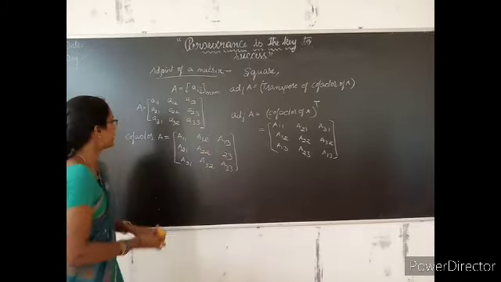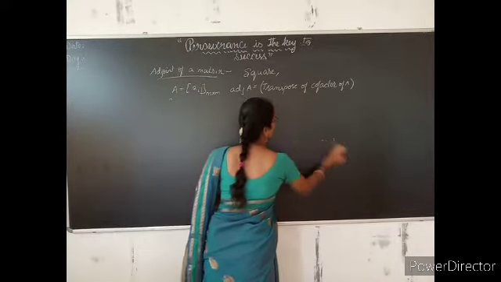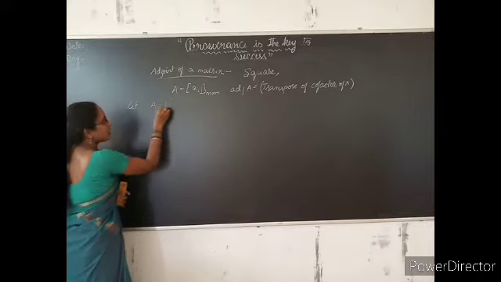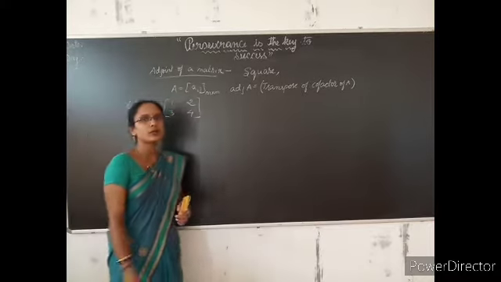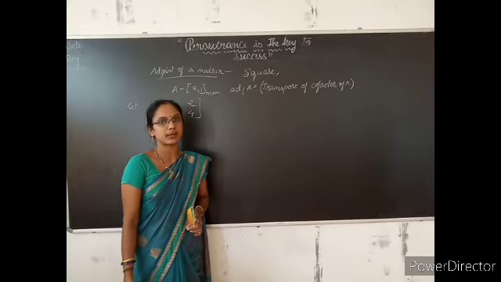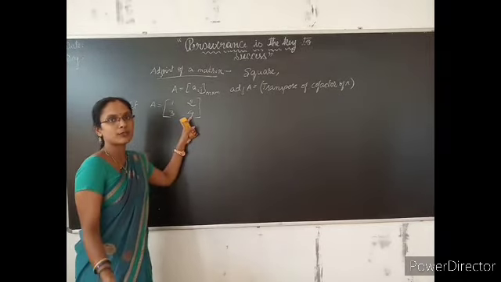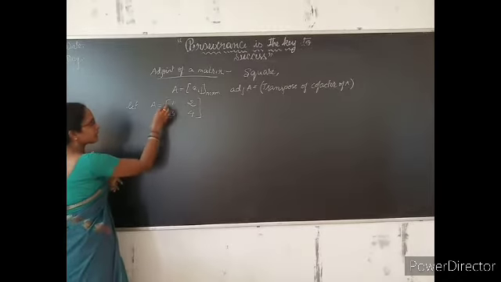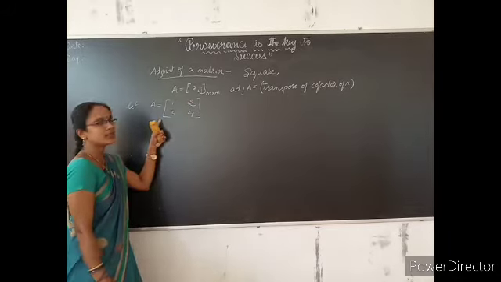Let's see some examples here. For example, let A is equal to 1, 2, 3, 4. So you have to find the adjoint of this matrix A. So to find the adjoint of the matrix A, we must find the cofactor matrix. So let's define a cofactor matrix for this matrix A. So for the cofactor matrix, we have to find the cofactor of each and every element of this matrix A.